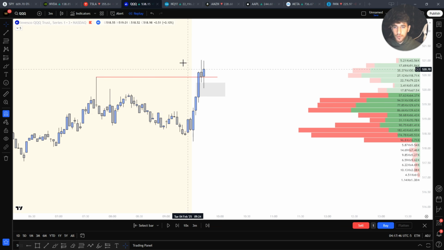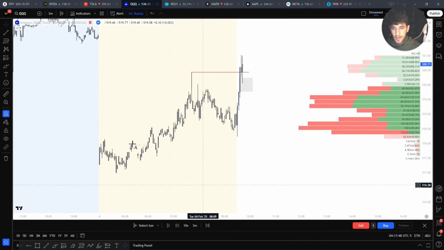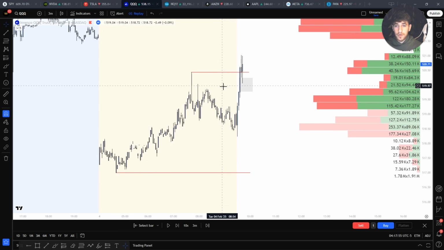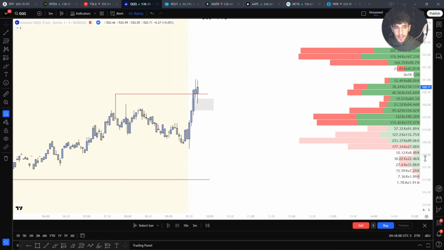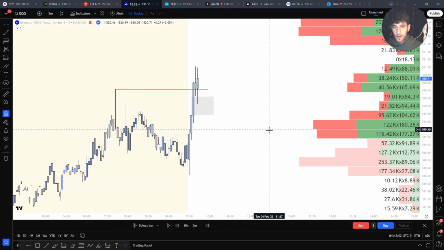So here we have another one on QQQ, and if you take a look right here, you have a pre-market low and a pre-market high. So price breaks the pre-market high, we get a really nice fair value gap. So how do we enter this trade and execute on it properly?